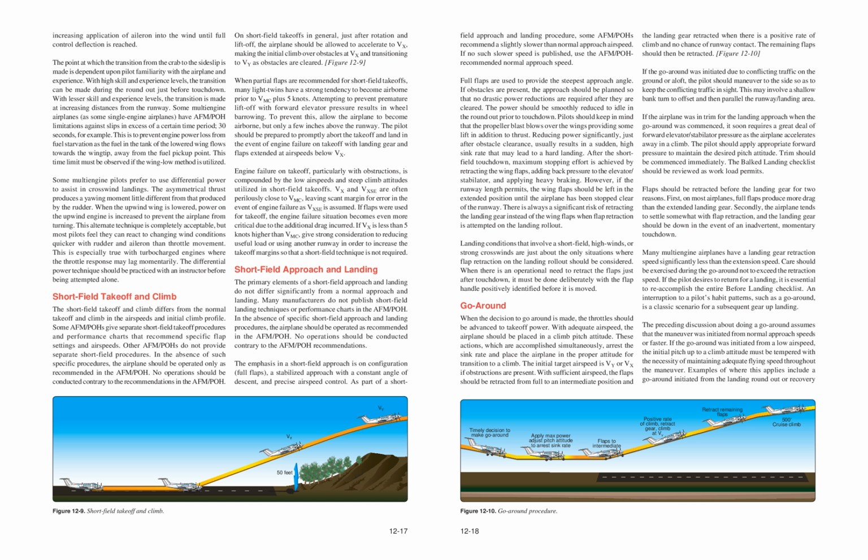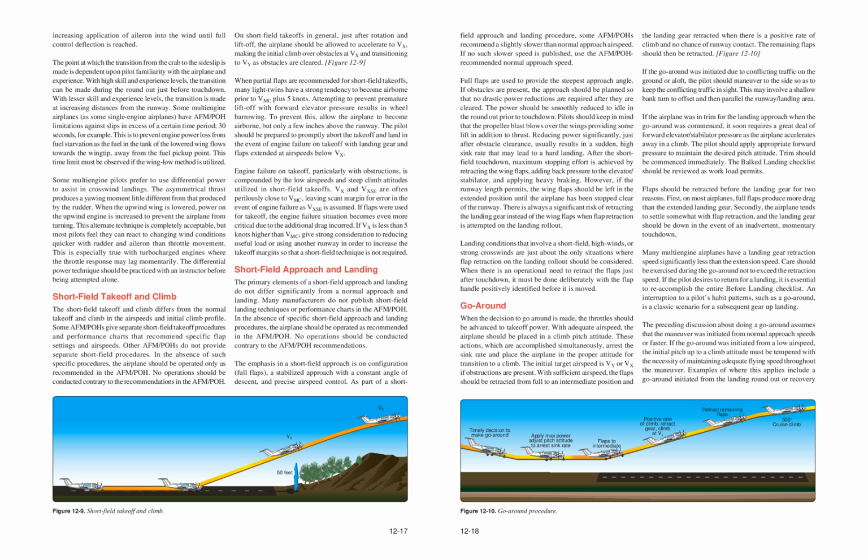Go-around. When the decision to go around is made, the throttles should be advanced to takeoff power. With adequate airspeed, the airplane should be placed in a climb pitch attitude. These actions, which are accomplished simultaneously, arrest the sink rate and place the airplane in the proper attitude for transition to a climb. The initial target airspeed is Vy, or Vx if obstructions are present. With sufficient airspeed, the flaps should be retracted from full to an intermediate position and the landing gear retracted when there is a positive rate of climb and no chance of runway contact. The remaining flaps should then be retracted.